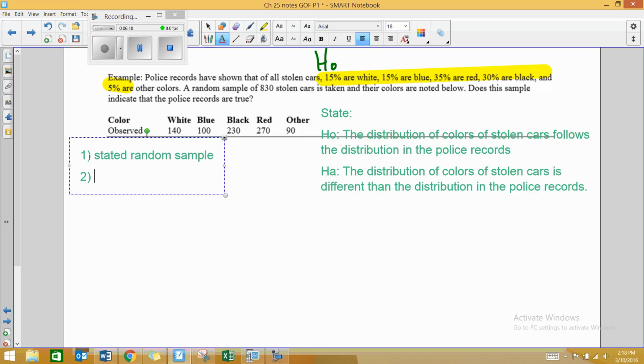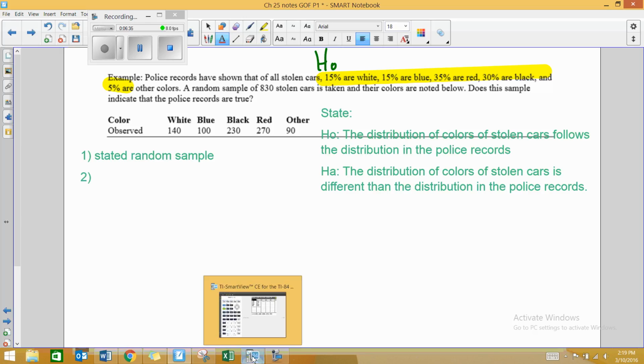Condition number 2. Let's talk about condition number 2. So I need to see at least 5 white cars as expected. I need to expect at least 5 blue cars, at least 5 red cars, at least 5 black cars. So how are we going to do that? Well, in order to do that, let's go ahead and input the data into our calculator.